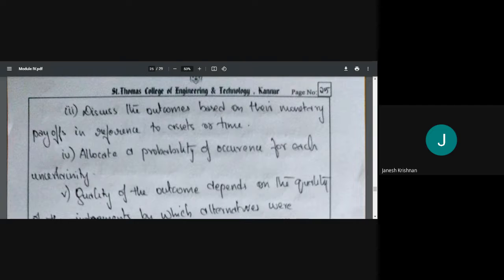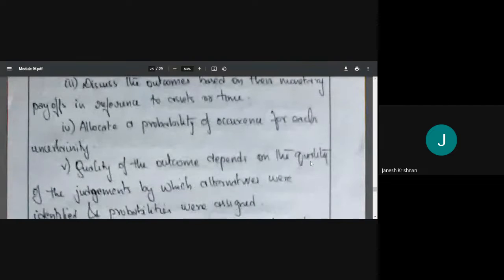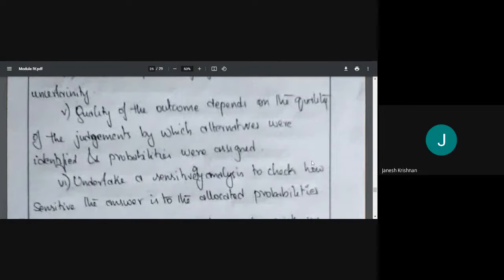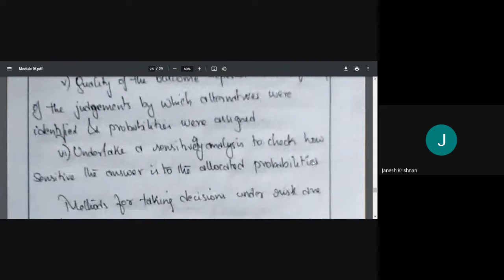In Laplace, we assume that the probability of occurrence is the same for all. But here we are allocating the probabilities. We are identifying the alternatives and assigning the probabilities, so that will determine the quality of our outcome. So how do we reach the outcome? We do something called a sensitivity analysis.